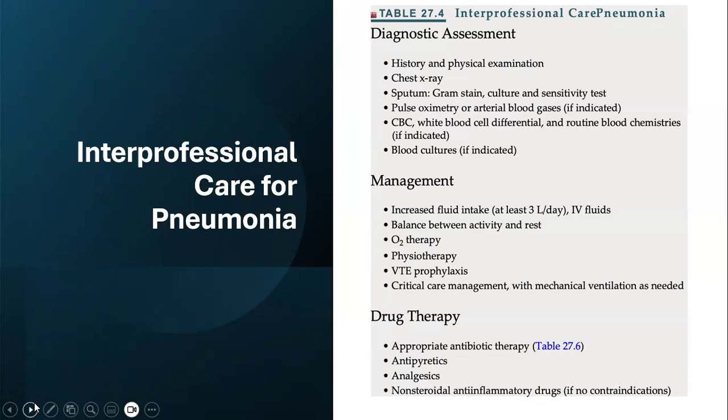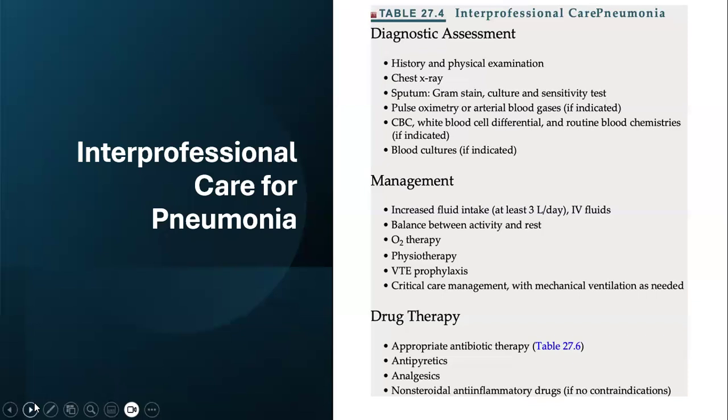especially the doctors. They may start with diagnostic assessment, and for patients with pneumonia, you can see they will take the history and also do physical examinations and take a chest x-ray, check the sputum, check the gram stain, culture, and also antibiotic sensitivity tests, measuring pulse oximetry or ABG, arterial blood gases, and also take some laboratory or blood work for cultures, CBC, and white blood cell differential, and also routine blood chemistry to see the signs of infections.